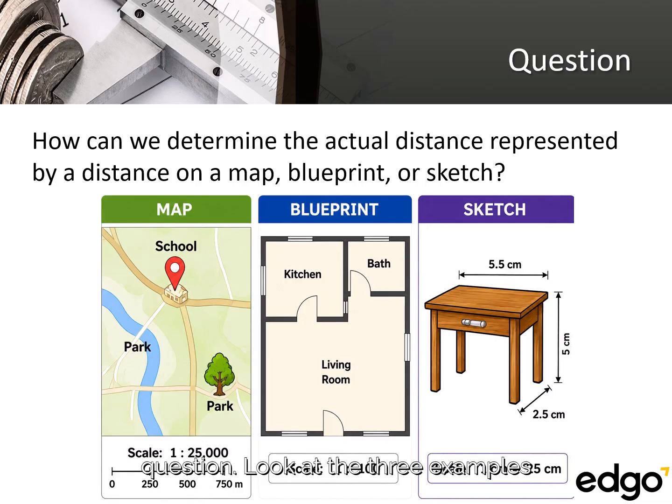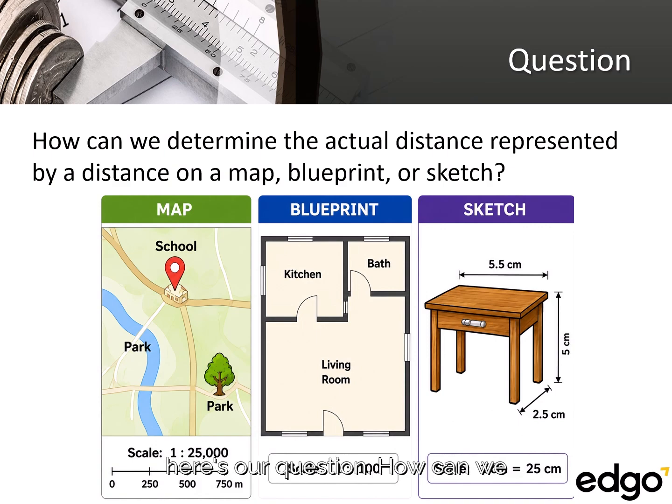Look at the three examples shown here: a map, a blueprint, and a sketch. The map represents places and distances. The blueprint represents the layout of a house. And the sketch represents an actual object. Notice that the measurements shown in these drawings are not necessarily the actual measurements in real life.